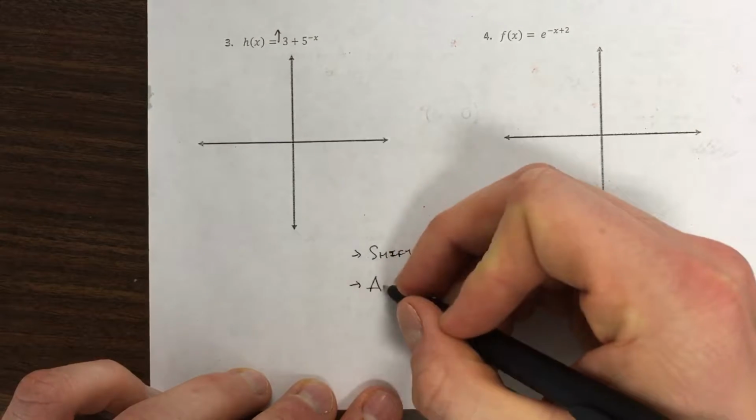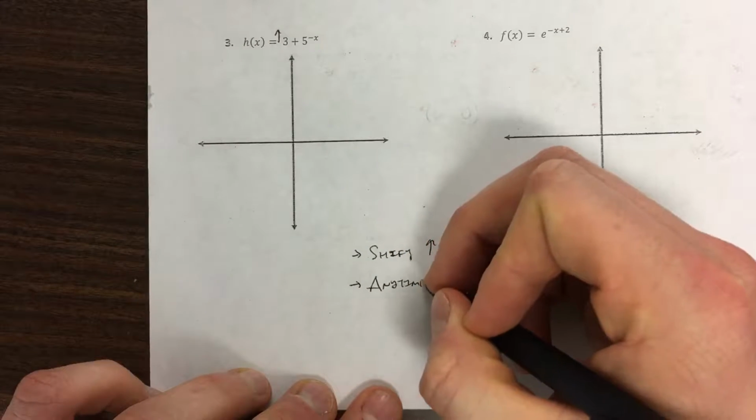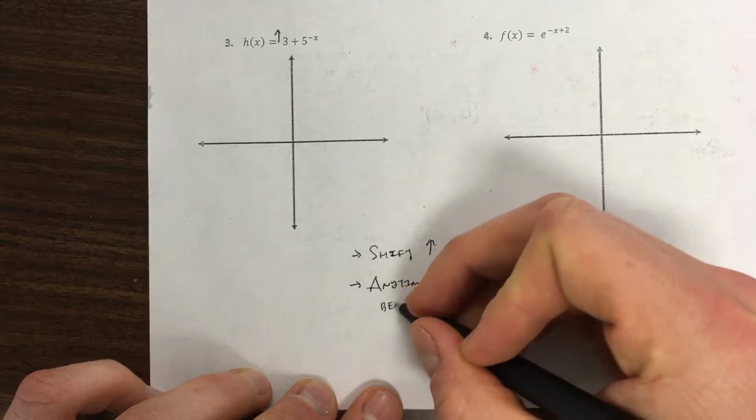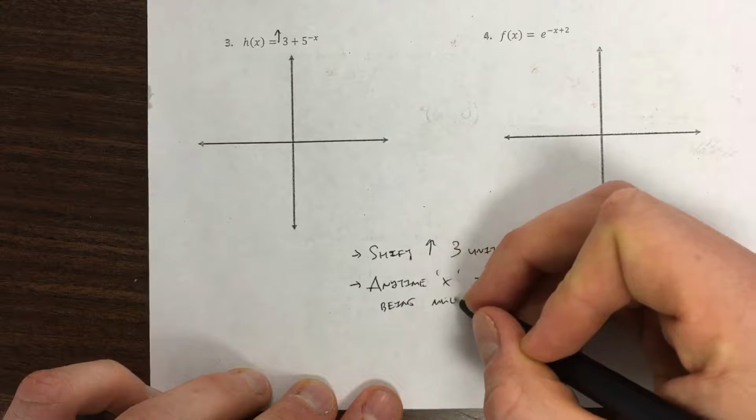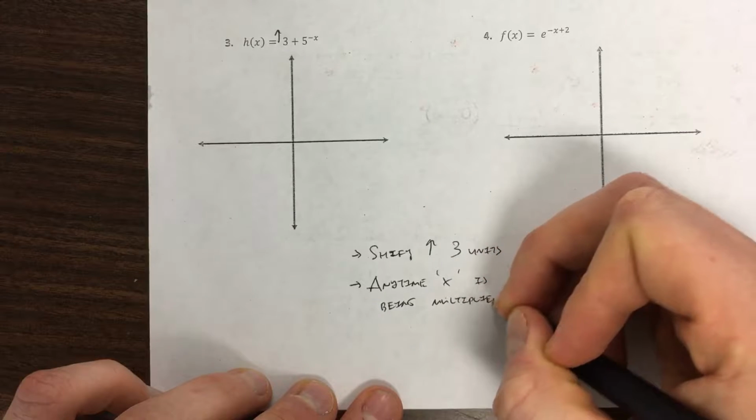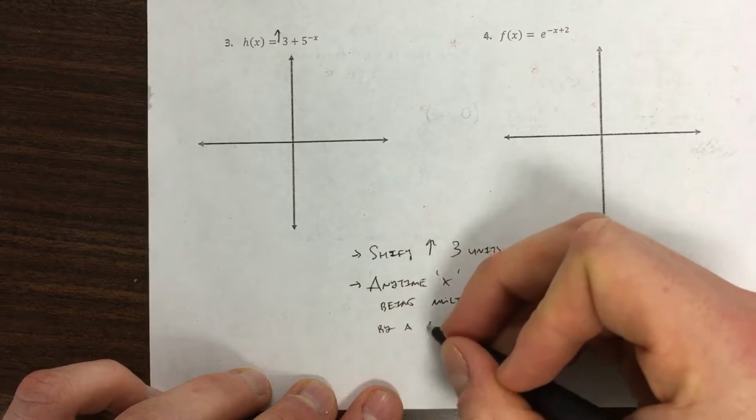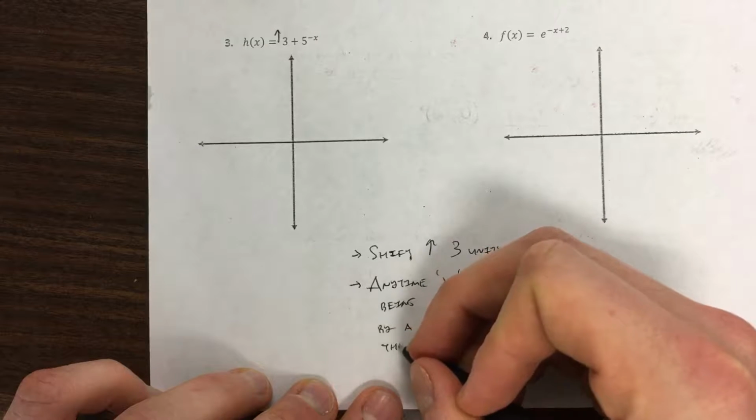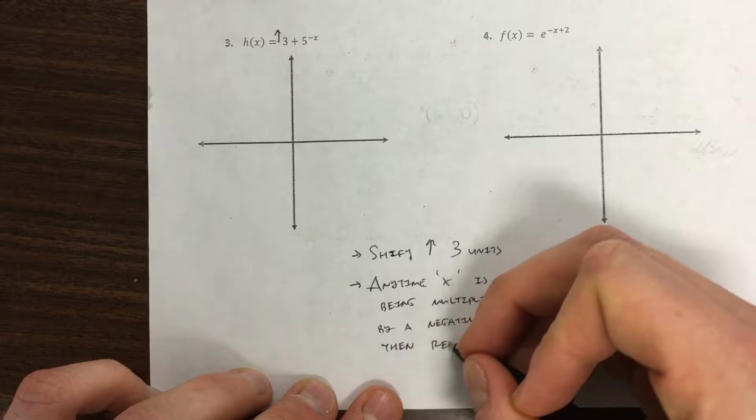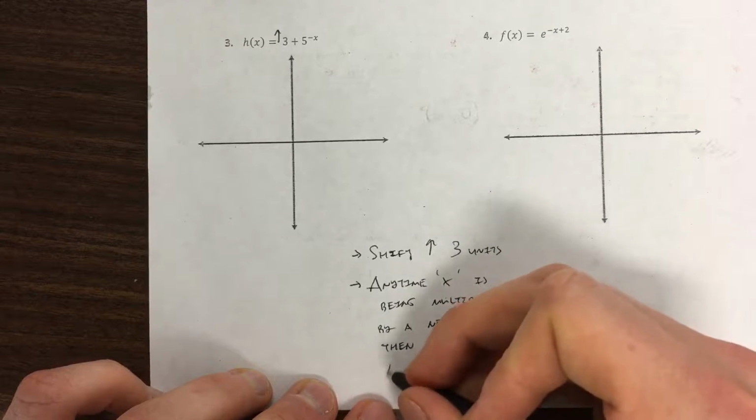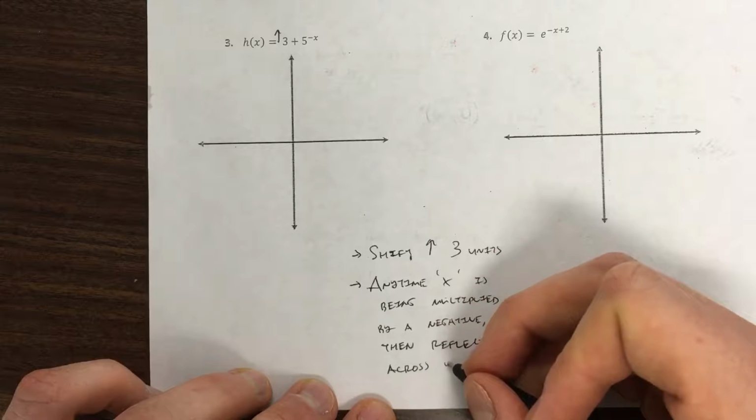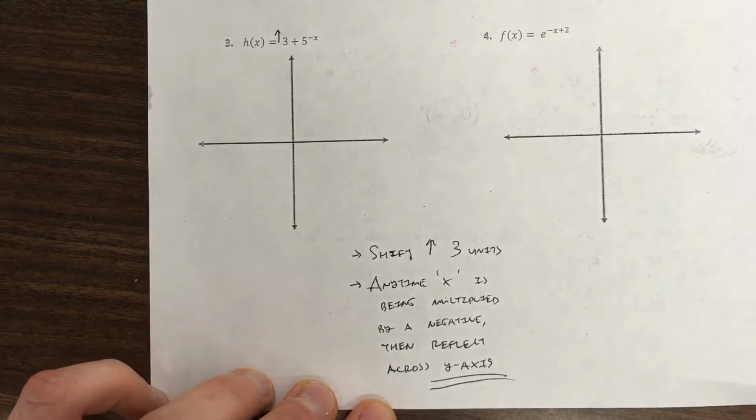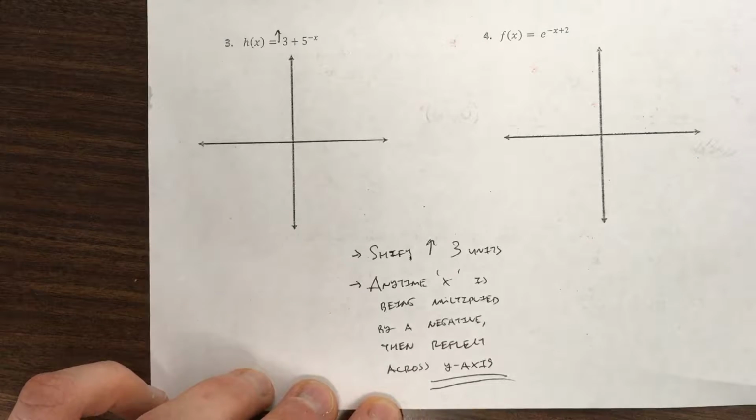So anytime, I'm going to write this down, I recommend you do the same: x is being multiplied by a negative value, then we reflect across the y-axis. That is a key thing. If you need to pause it so you can write this down, that's fine. Please do so. But that is a key thing with these functions.